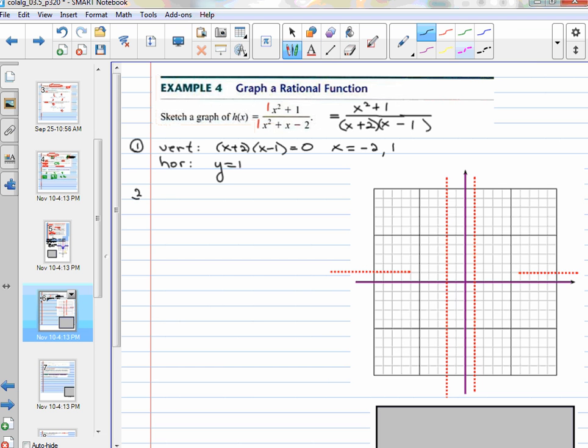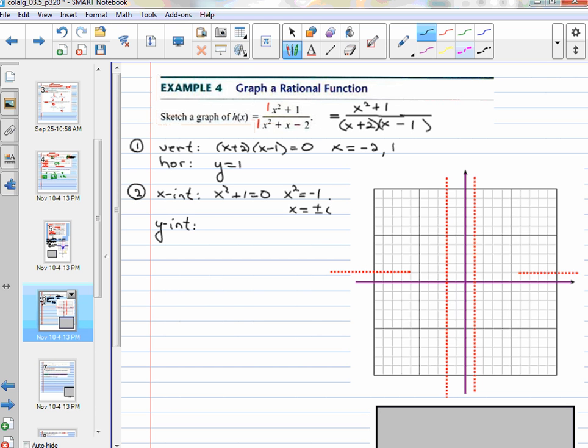The next thing, we're going to look at intercepts. If I want the x-intercept, what do I do to get the x-intercept? Numerator equals 0. Where does the numerator equal 0? X squared plus 1 equals 0. Can you tell me the answer to this? I skipped a few things there. Square root of -1. Guess what? We don't have any x-intercepts. We got an imaginary number. We never touch the x-axis on this one. Okay?